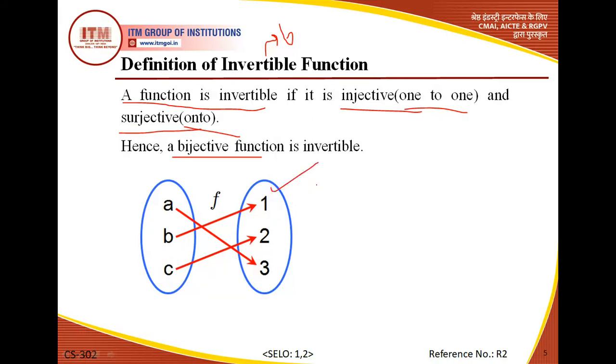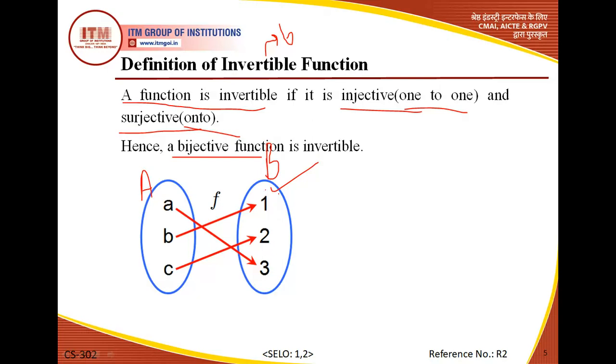Let's see an example over here. We have two sets A and B, wherein A has three elements a, b, c, and B has three elements 1, 2, 3. a is going to 3, b is going to 1, and c is going to 2, which means a is going to some element, b is going to some different element, and c is also going to a different element. That means this function is one one.